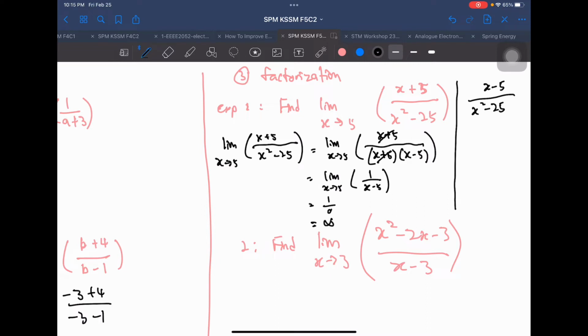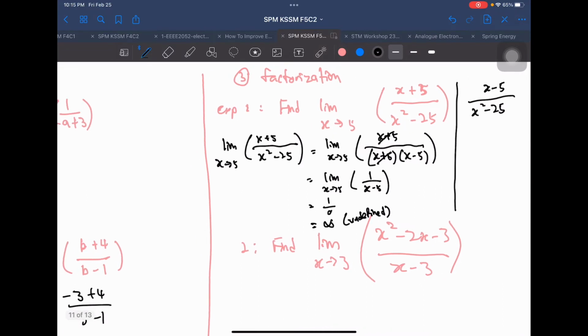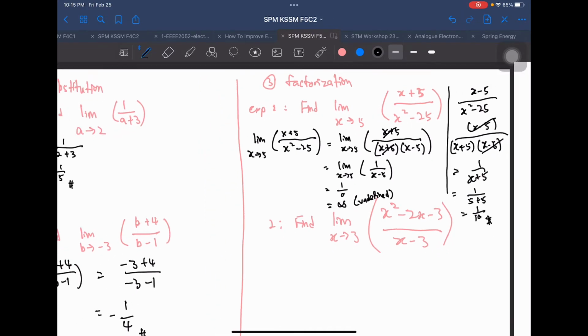Okay, so let's see the second example. What if it is (x minus 5) over (x squared minus 25)? You can see that if you factorize like what we did just now, you will cross out this thing, and then this is 1 over (x plus 5). So if you put in the limit, what you get is 1 over (5 plus 5), which is 1 over 10.